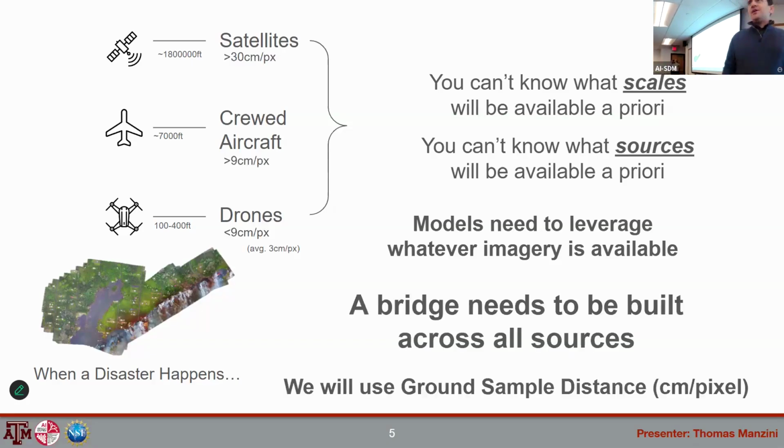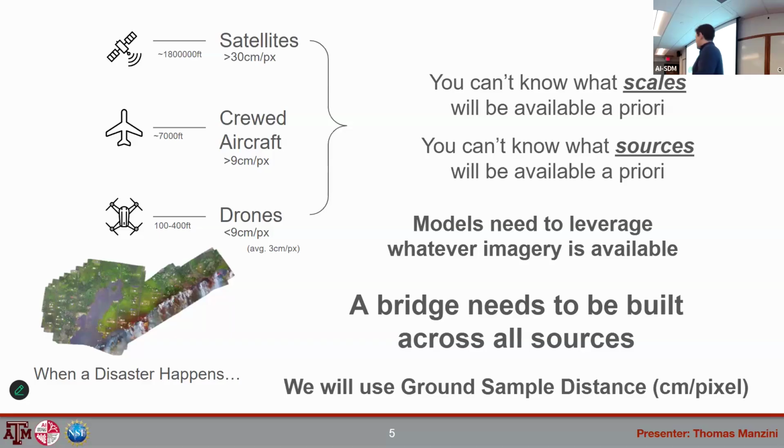Now, this is kind of what the talk is going to be about. This is sort of my effort to try and build that bridge between these disparate sources. And the way that I'm going to be talking about it today is through this metric that we have for this imagery called ground sampling distance. This is a measure that lays out the imagery that's been collected on the surface of the Earth and then measures how big the pixels are with respect to the actual space that they're imaging.